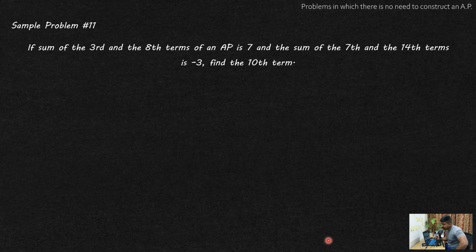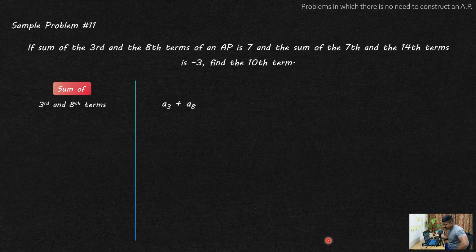Now we are moving towards 11th sample problem. If the sum of 3rd and the 8th terms of the AP is 7 and the sum of 7th and 14th terms is minus 3, find the 10th term. Again we'll draw a vertical line. Sum of 3rd and 8th term is 7. Sum of 7th and 14th terms is minus 3.